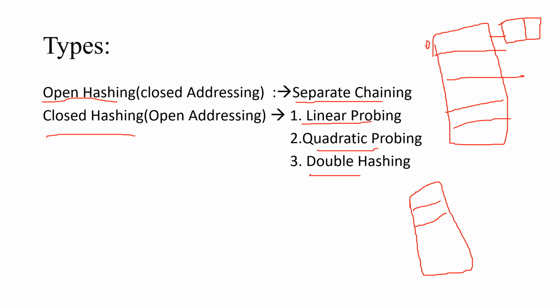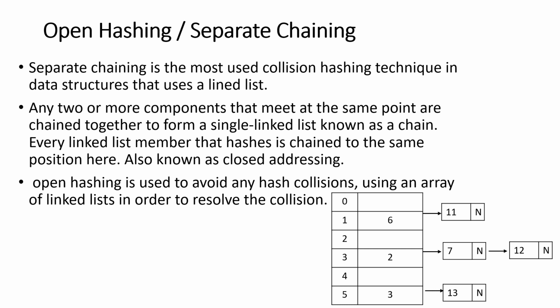Right, now coming to what is separate chaining. Separate chaining is the most used collision resolution technique, and it uses which data structure? Linked list. Separate chaining uses one data structure called a linked list, and because of that reason it's also called open hashing. If two or more elements getting the same index are chained together, they form a singly linked list, right?